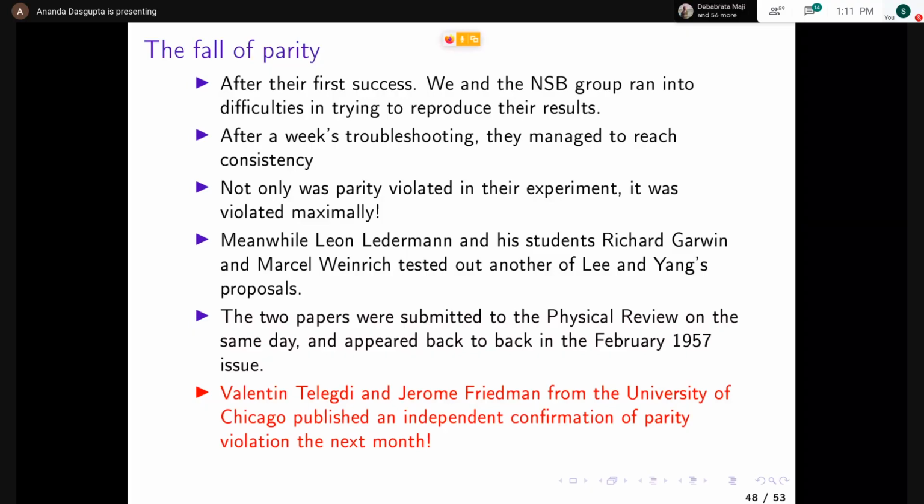Another two people from the University of Chicago, in an entirely different way, established this, again using methods that were proposed by Lee and Yang in their paper, but a different method. Lee and Yang had proposed several different methods, and three of those methods had been shown to actually work. So parity had finally been overthrown.